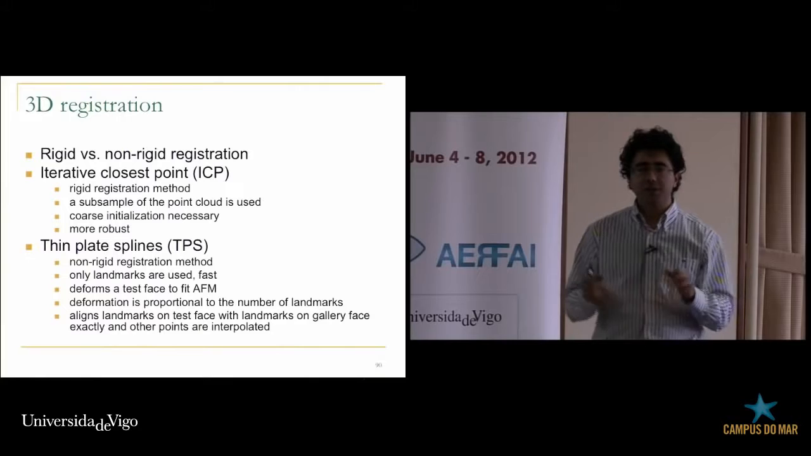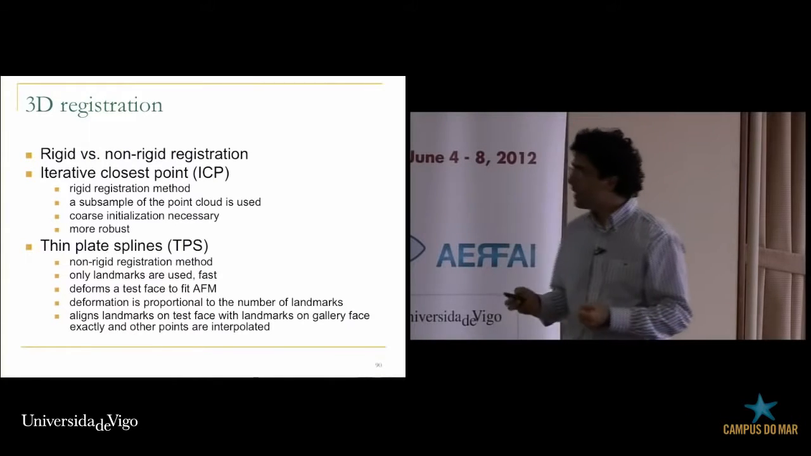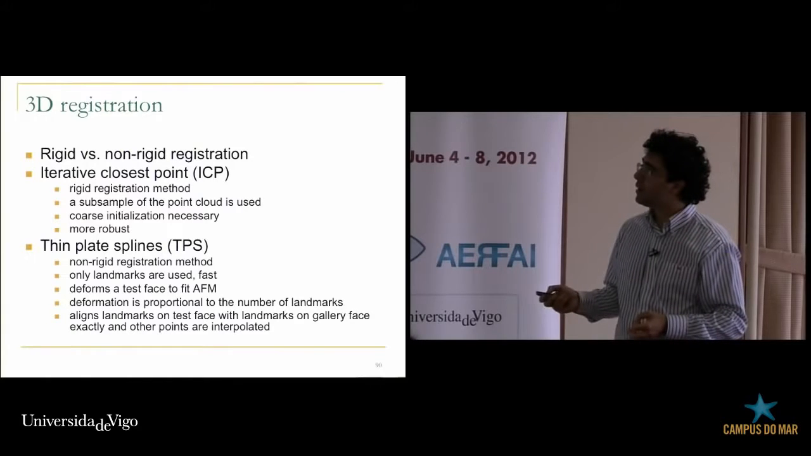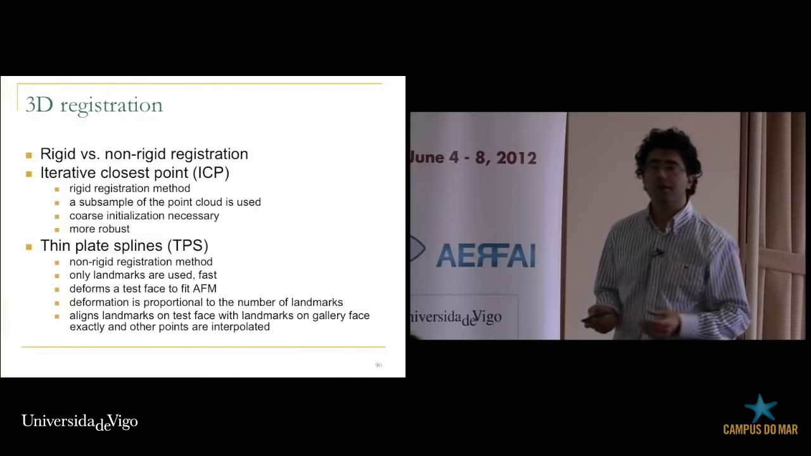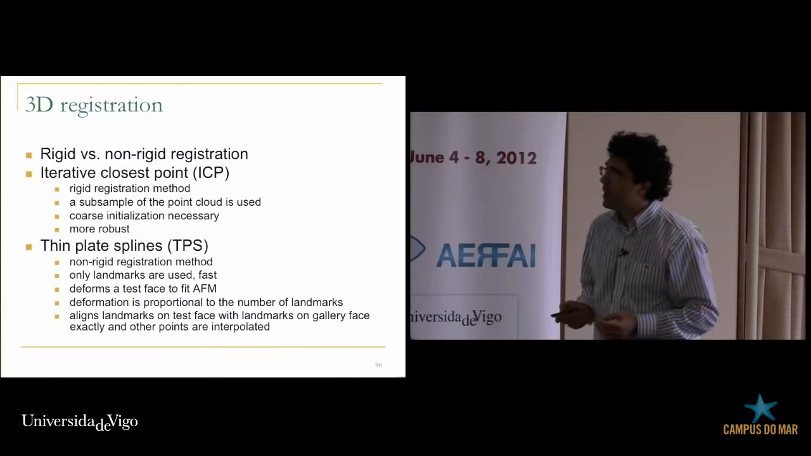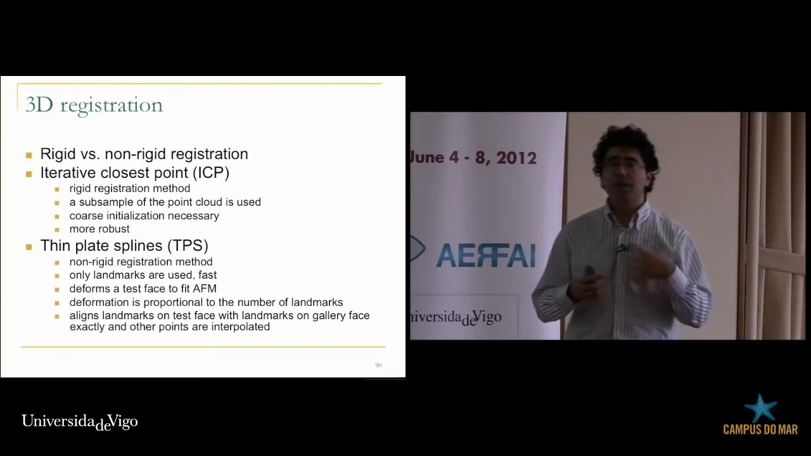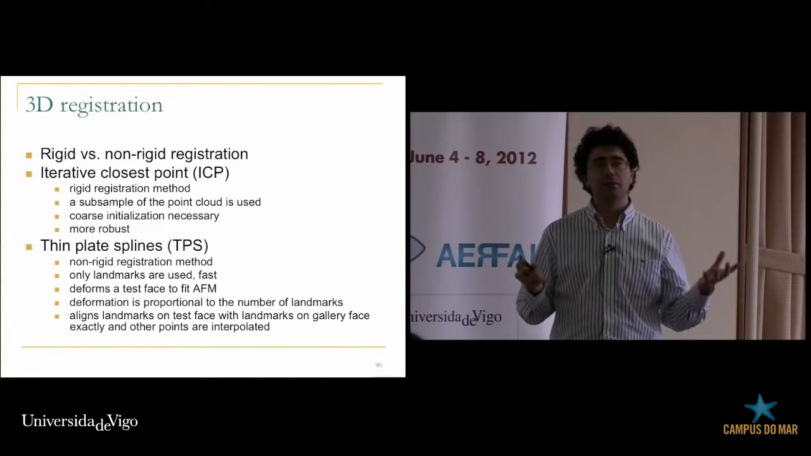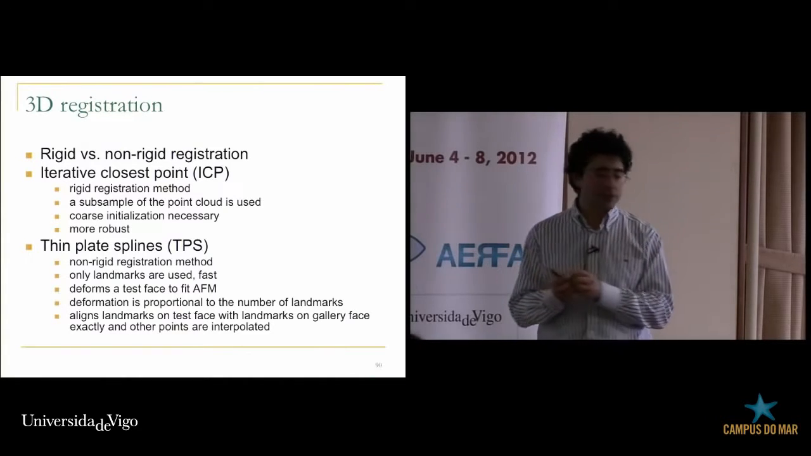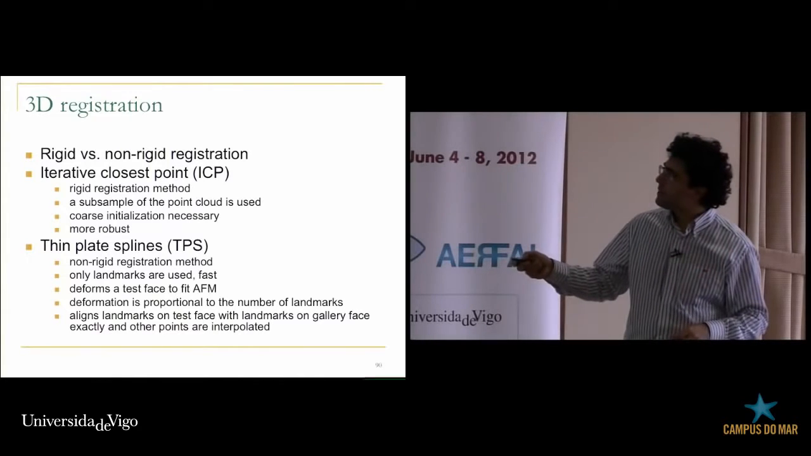In non-rigid registration, you can bend it. You can actually deform your object. And the most classical algorithm for rigid 3D registration is ICP. It's iterative closest point. It's a rigid method. You take a point cloud, and for every point on the point cloud, you find the closest match in, I'll give you the details in a minute.